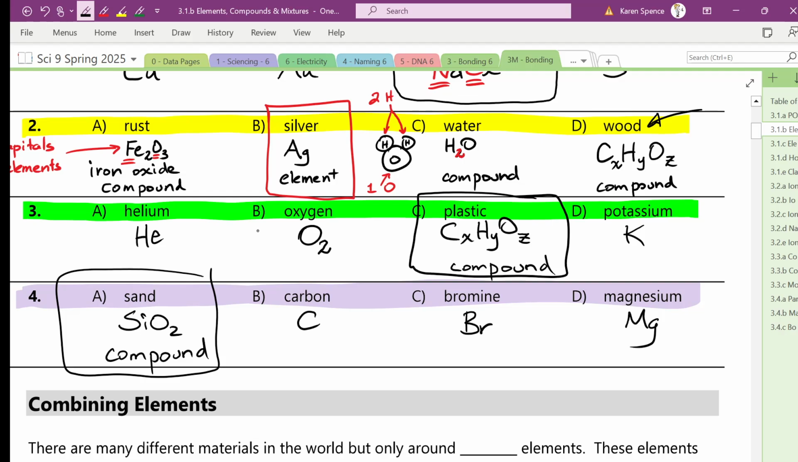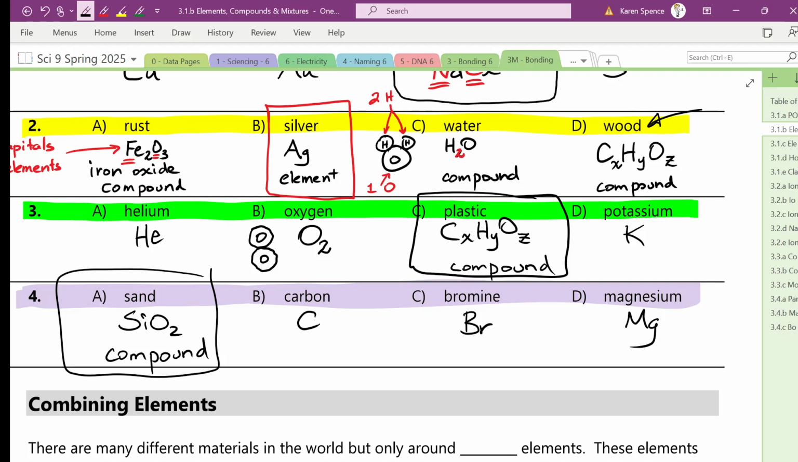Which means that you have one oxygen atom and it is stuck together with another oxygen atom. Does it share its electrons? It shares its electrons, yes. Okay, that's how they fill up their shell. When you get a nonmetal and a nonmetal, they share electrons.